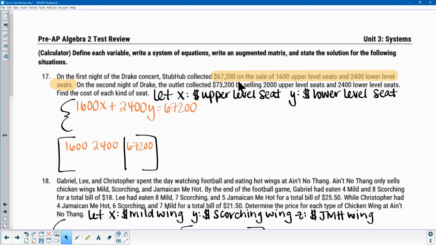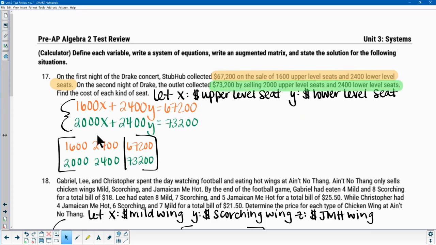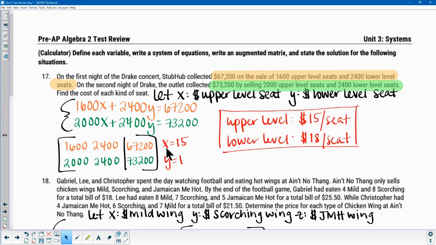Doing the same thing for my other equation, I have 2,000x plus 2,400y is equal to 73,200. I'm going to put these values into a matrix, use my calculator to do reduced row echelon form to get x equals 15 and y equals 18. So the upper level seats were $15 a seat, a steal, honestly, and the lower level seats were $18 a seat.